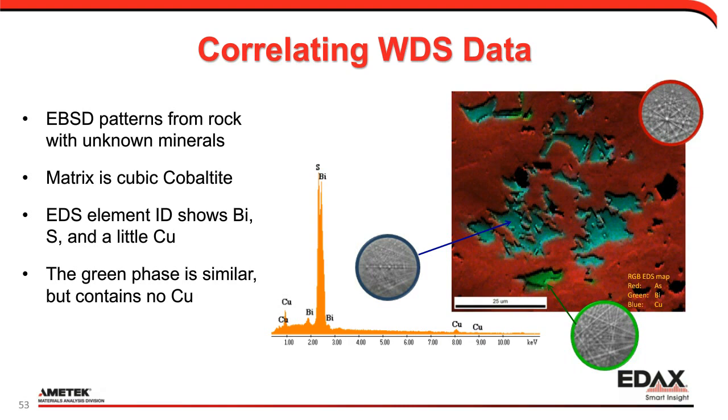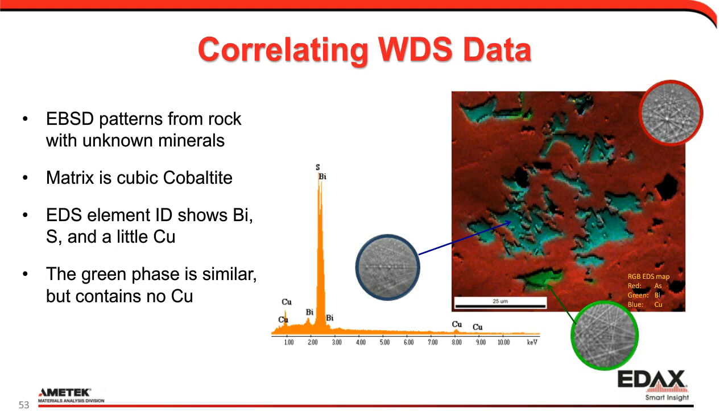So just to give some examples, this is an example correlating WDS data. This is a sample that was a rock with unknown minerals. And so the matrix was identified as cobaltite. EDS showed bismuth, sulfur, and a little copper. But what's colored green phase here was similar, but there was no copper present.